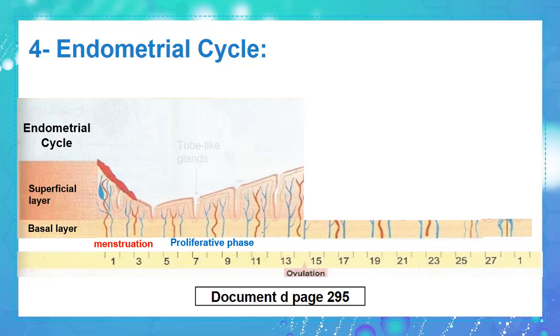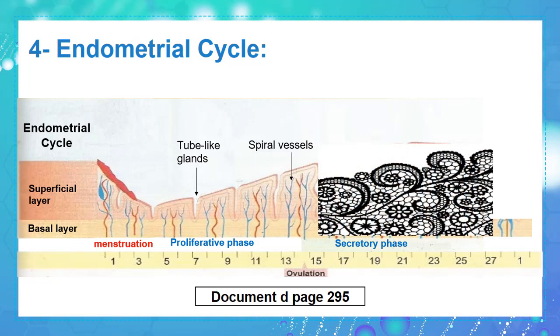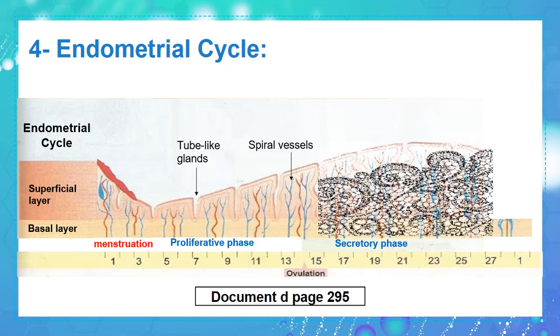During the proliferative phase, uterine glands begin to enlarge and the endometrium becomes richly supplied with blood vessels. 14 days before the next menses, the thickening of the endometrium is accelerated. It becomes really thick and the uterine glands start secreting liquid rich in nutrients for any potential embryo implantation. That's why this phase is referred to as the secretory phase. During this phase, the endometrium looks like lace. That's why we call it uterine lace.